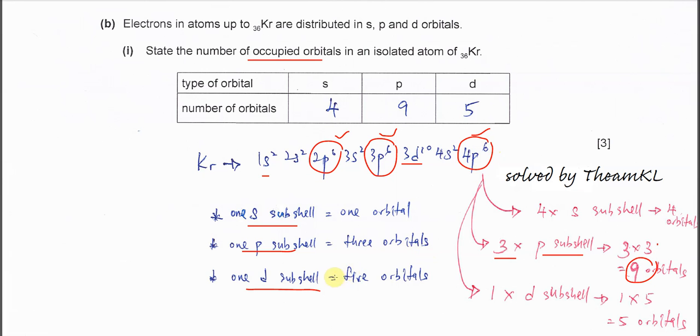For the occupied d orbitals, we know that only the 3d subshell is involved, and this 3d subshell has 5 orbitals. So that's why the answer is 5 here. So it's 4, 9, 5, okay, orbitals.